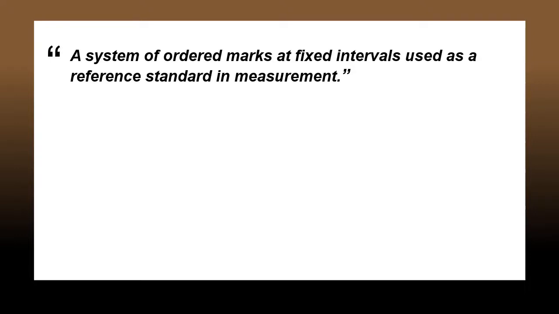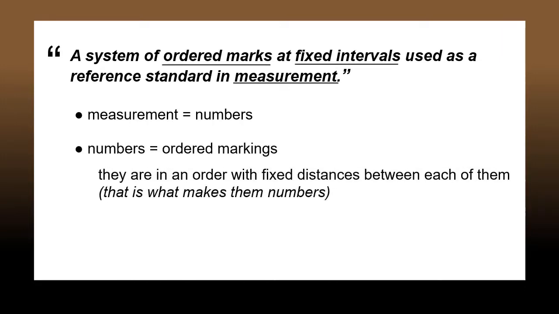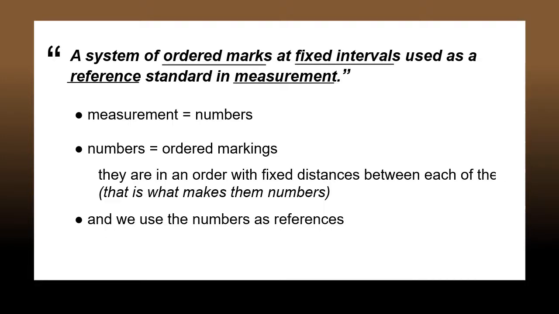It sounds very complicated because linguists and other scientists like to overcomplicate things. So let's break it down. It really goes on about the same thing. Measurement, which for our purposes are the numbers. What are numbers? Ordered marks, and they are in order with fixed intervals between each. And most importantly, we use numbers as a reference. Nothing complicated. So, for instance, on a time and price chart we define a price scale from 1 to 10.